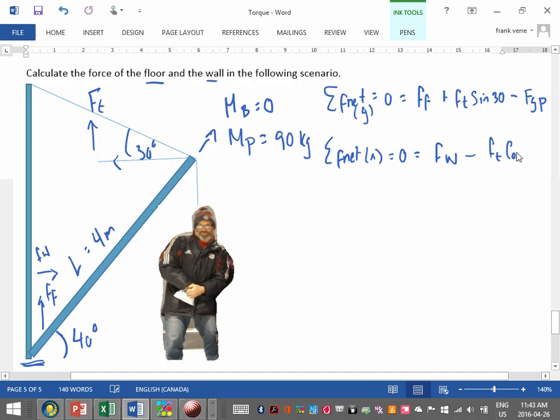Very good. So it'll be the horizontal component. Now, in this case, we still have three unknowns, right? We don't have the force of the floor, we don't have the force of the wall, and we don't have the force of tension. It's bad enough to have two unknowns, but now we actually have three. But we have one more thing we can look at, torque. So let's look at the torque.